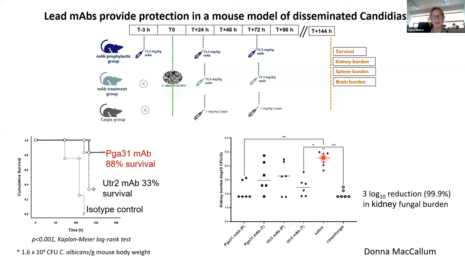a negative control, we have high fungal burdens in the kidneys, which are reduced with the caspofungin treatment. We also see a significant 2 to 3 log fold reduction in the mice that are treated with the PGA31 MAB, especially in the prophylactic arm shown here. So we get reduced burdens and better survival of the mice.